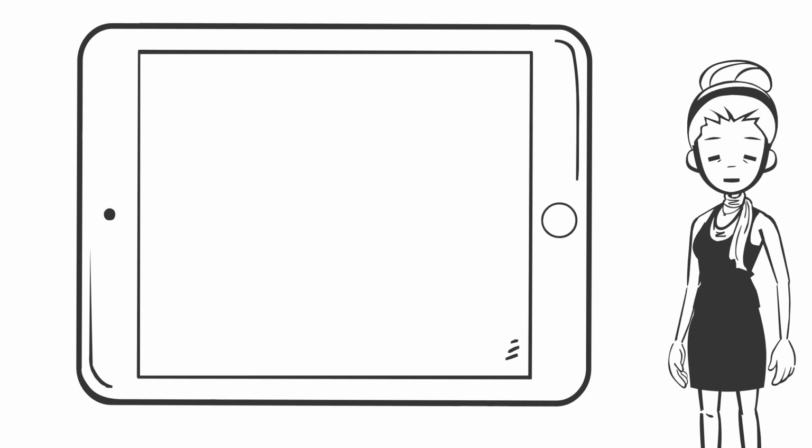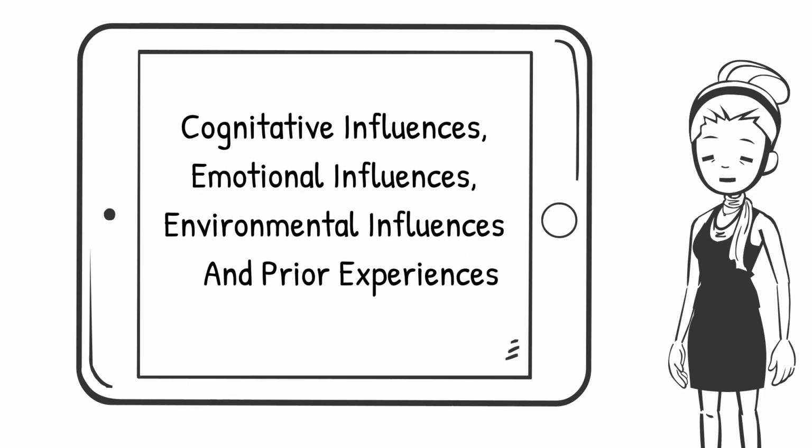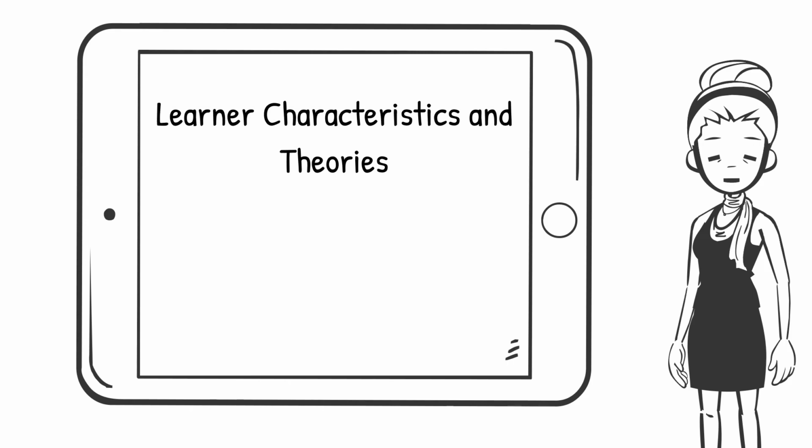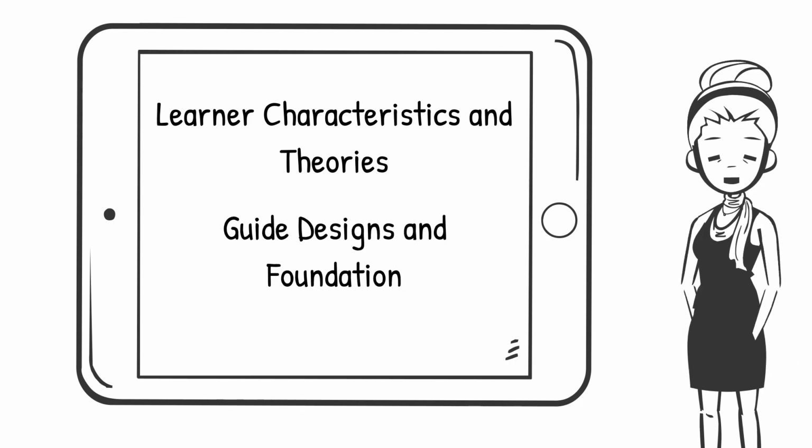According to Erikson, cognitive influences, emotional influences, environmental influences, and prior experiences all play a part in understanding how adolescents acquire and change their worldviews, as well as how knowledge and skills are retained. Instructional designers rely on learner characteristics, as well as these learning theories such as Erikson's, to guide designs and provide the foundation for learning environments.